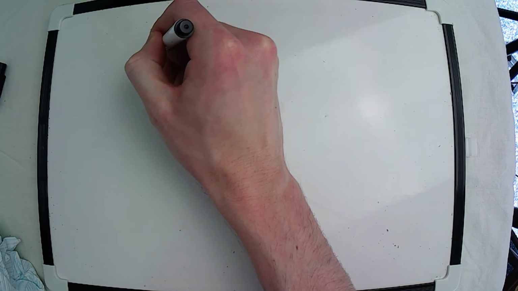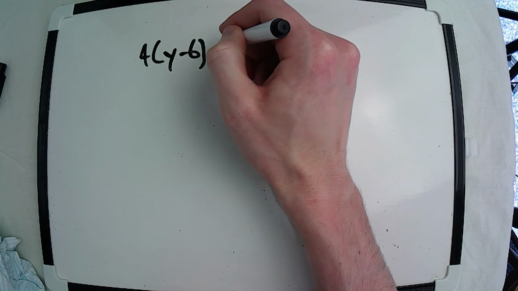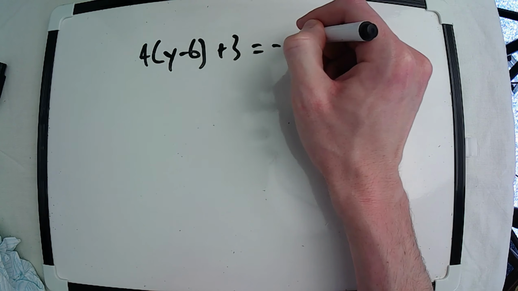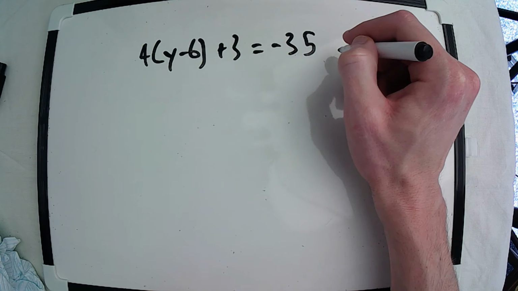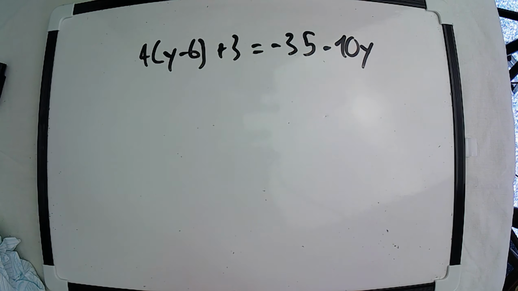Here are a couple of harder examples, and if you understand what's happening, they're not really any harder. If you understand the idea of balancing, there's no problem at all here. Okay, first let's try one with brackets. 4 in brackets, y minus 6, plus 3 equals negative 35, subtract 10y. A little bit more complicated.